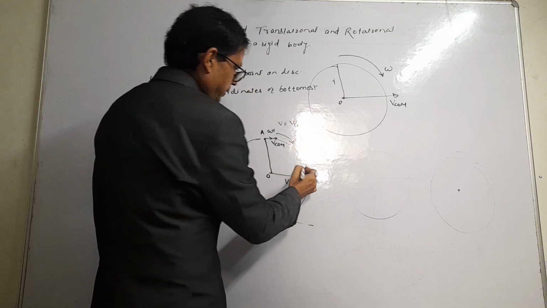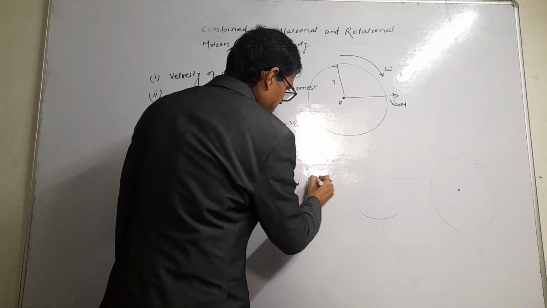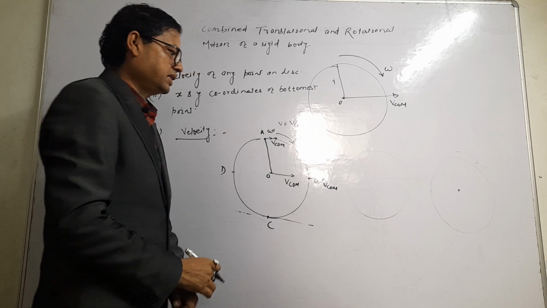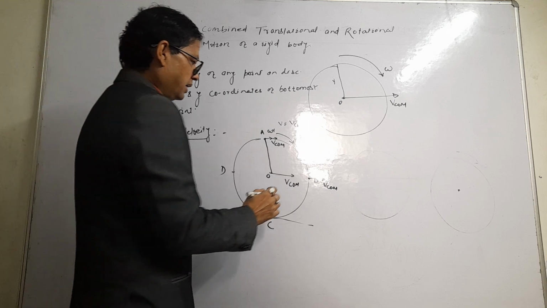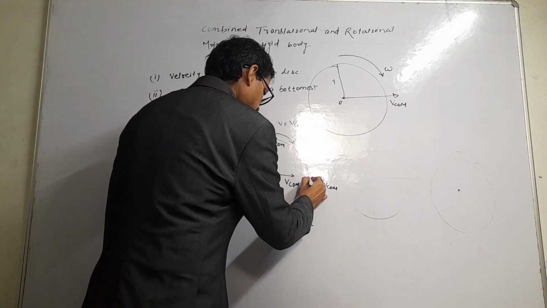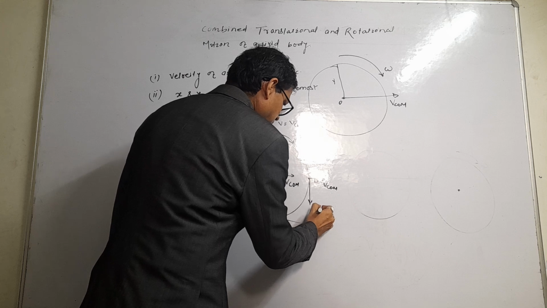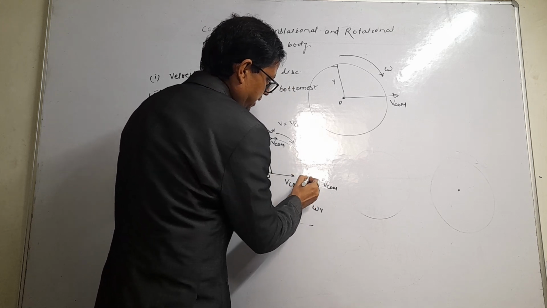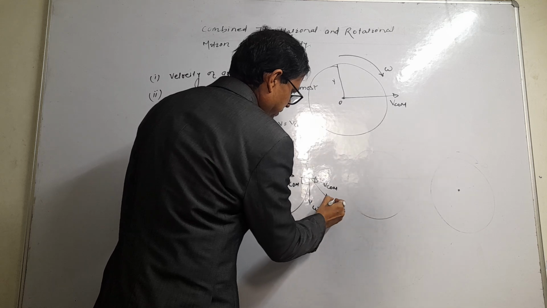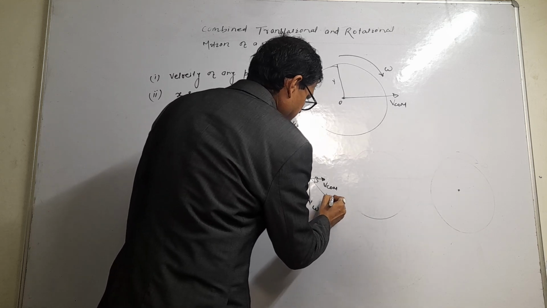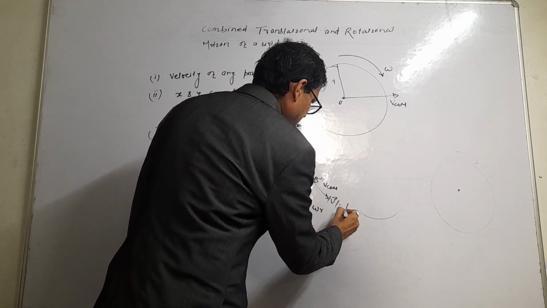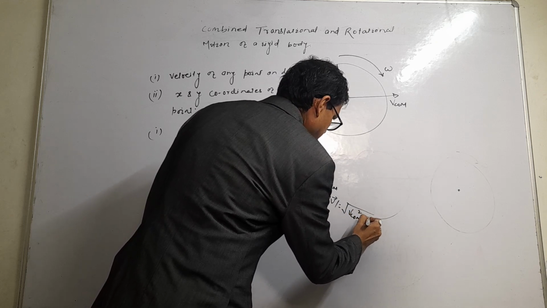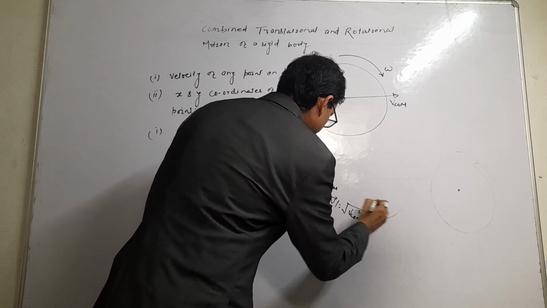Now come to point B. This point B has v center of mass due to translational motion, and another velocity due to rotational motion, which is omega into r, and this is perpendicular to this line. So the resultant velocity will be this one, that is, its magnitude is equal to under root v center of mass square plus omega r whole square.